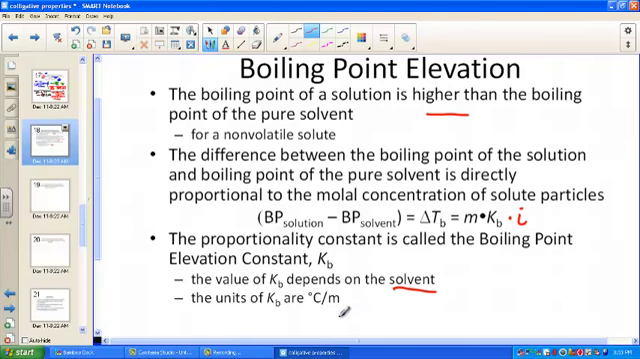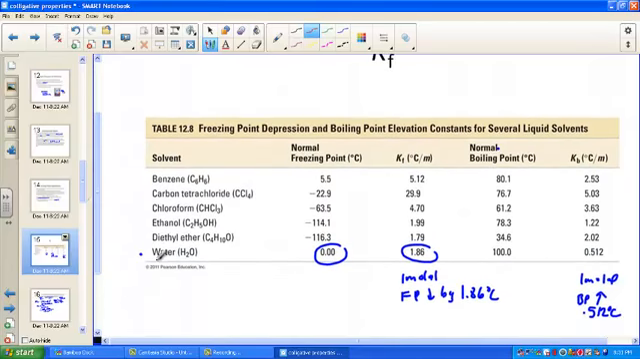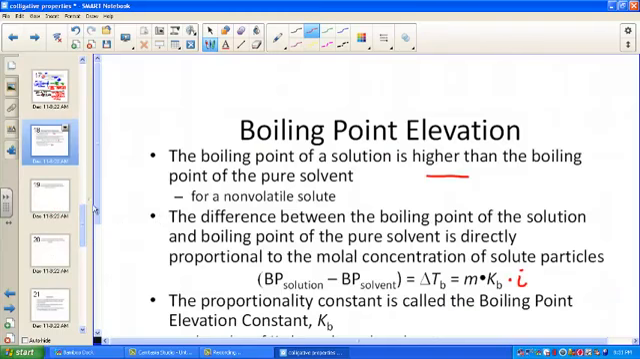0.515 is the boiling point constant for water. Now I say that, and it might be 0.512. Yeah, our book records it as 0.512. I memorized it as a student 1,000 years ago as 0.515, so I'll stick with 0.512 to be consistent.